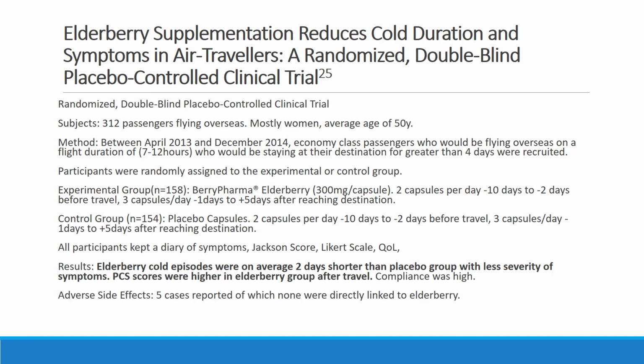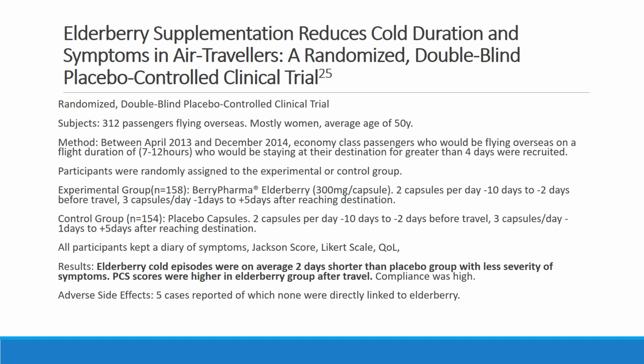Both groups were instructed to start taking 2 capsules per day starting 10 days before their travel date. After day 2 before travel, dosage increased to 3 capsules per day from the day before travel to 5 days after reaching their destination. Participants in the experimental group were taking a dose of 600 milligrams from day -10 to -2 and 900 milligrams thereafter. This was similar to comparative dosages based on research.